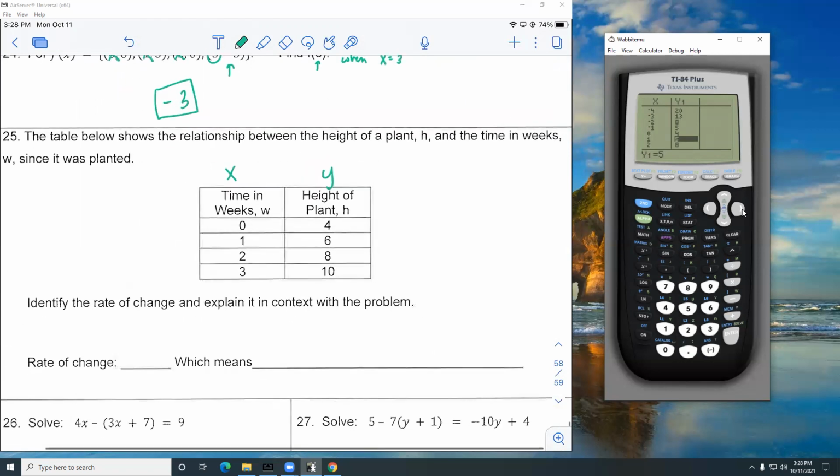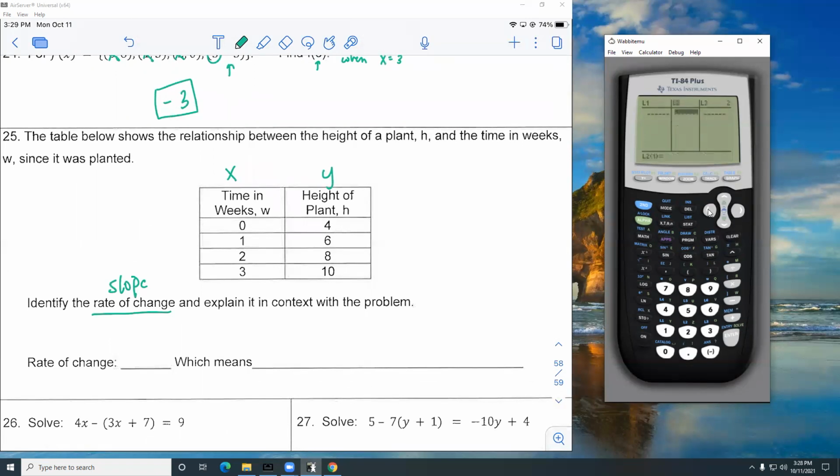So y'all, to find the rate of change, again, I know that the rate of change is the slope. Y'all, let's put this into stat edit again and make our lives a lot easier. So I'm going to do stat edit. I'm going to clear out my lists first, clear and enter. Go up to L2, press clear and enter. In L1, I'm going to type in 0, 1, 2, and 3. And in L2, I'm going to type in 4, 6, 8, and 10. Stat, over to calc, down number 4.